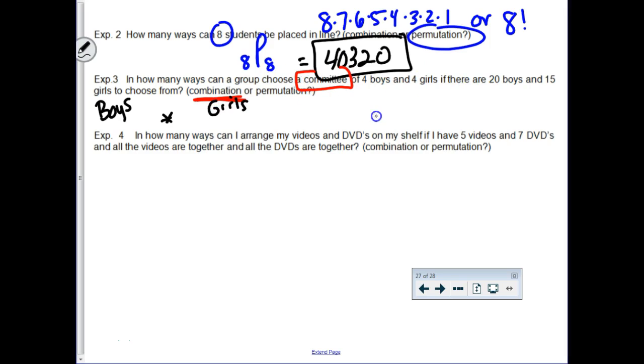So what do we have here? 20 boys, combinations selecting 4, times 15 girls, and we're selecting 4. And you can type that in one step on your calculator. You just got to make sure that you hop out of that subscript box before you hit the multiplication sign for your next combination. Or you can do them separately and obviously just multiply them together.